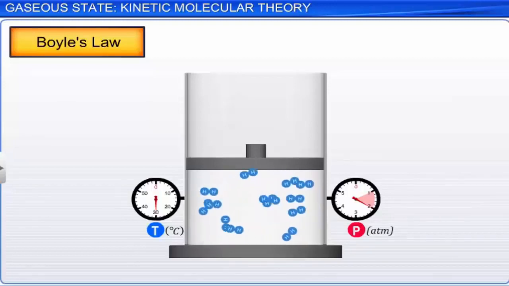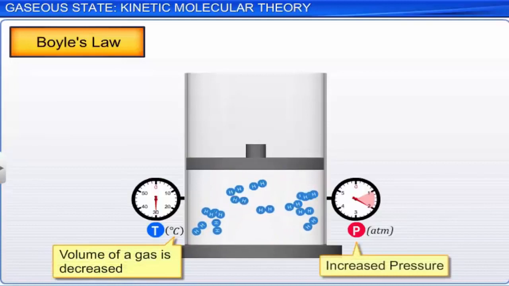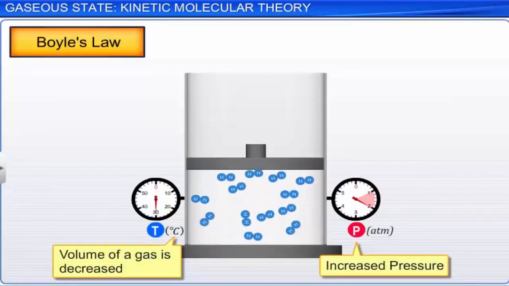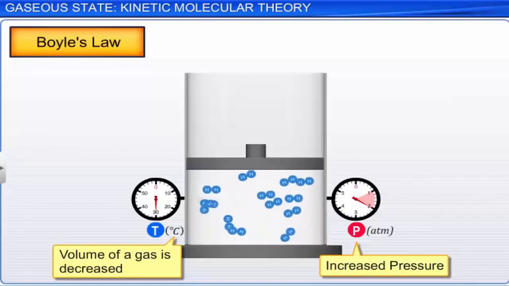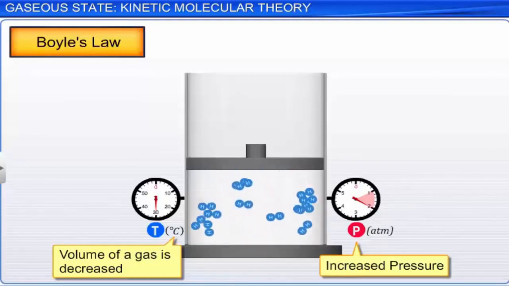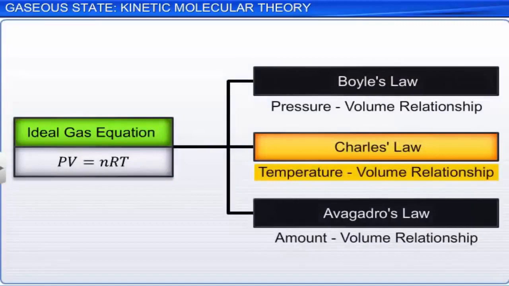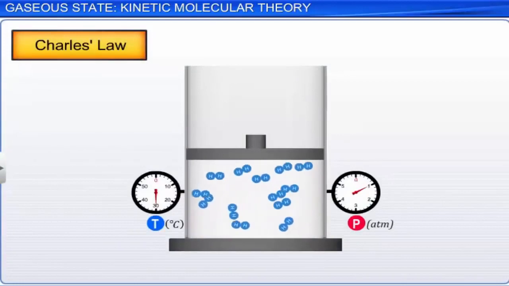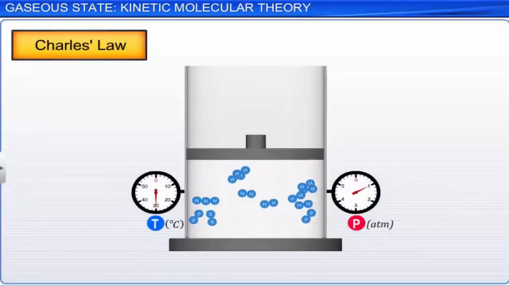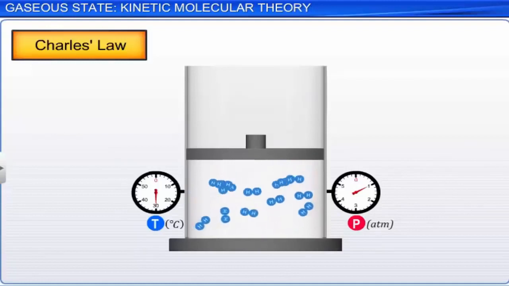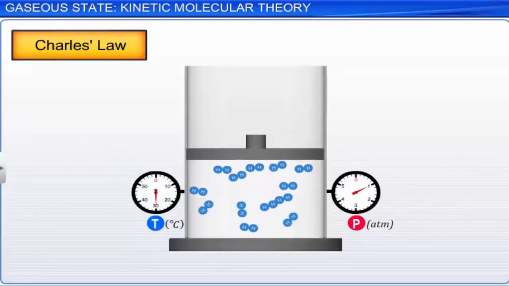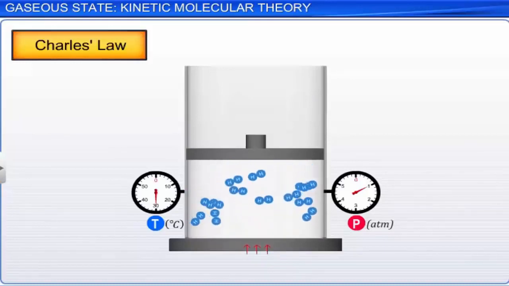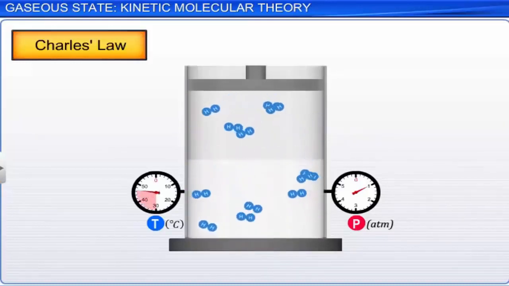Next, let's take a look at Charles' law. Consider a given amount of a gas at normal atmospheric pressure enclosed in a cylinder fitted with a frictionless piston. When it is heated, according to kinetic molecular theory, the average kinetic energy of the molecules increases. Then, molecular velocities increase, thereby increasing the number of collisions with the walls of the container as well as the momentum of each molecule.